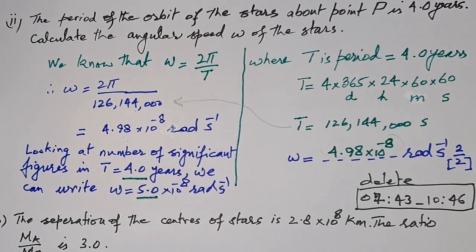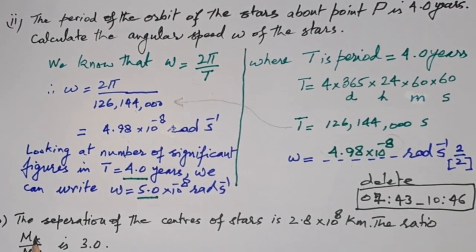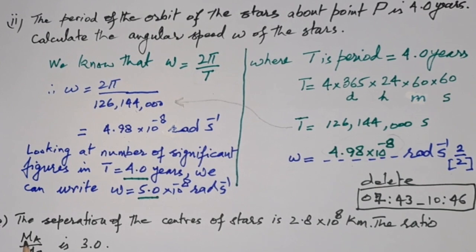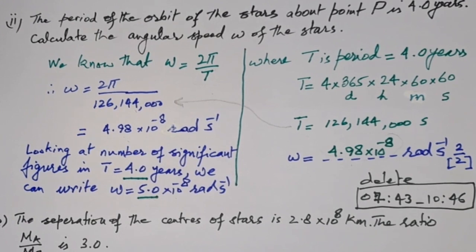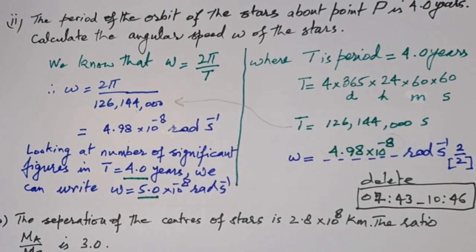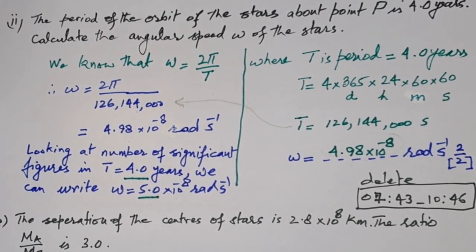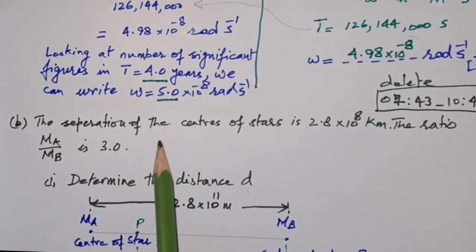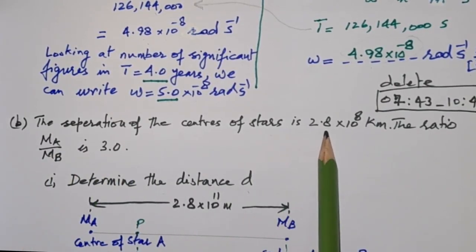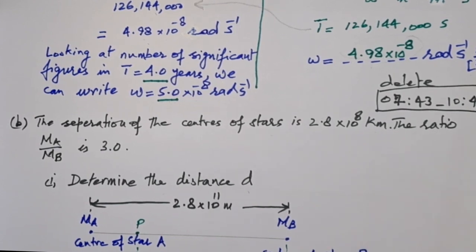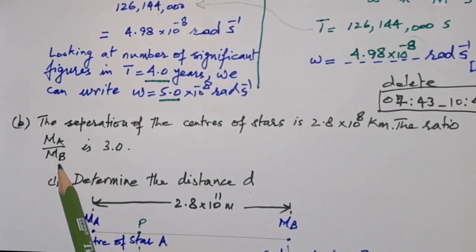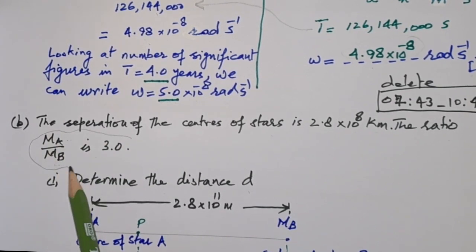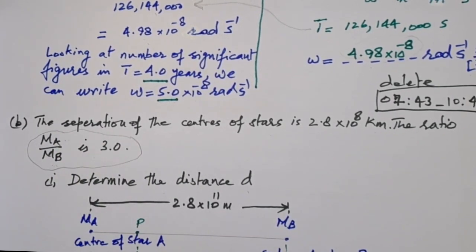Part B of the question is asking you to work out distance d. The distance d is between the center of star A and the center of rotation. It reads, the separation of the centers of stars is 2.8 × 10^8 kilometer. The ratio MA over MB, which is additional information the question is giving you, is 3.0. So you will have to use this as well.